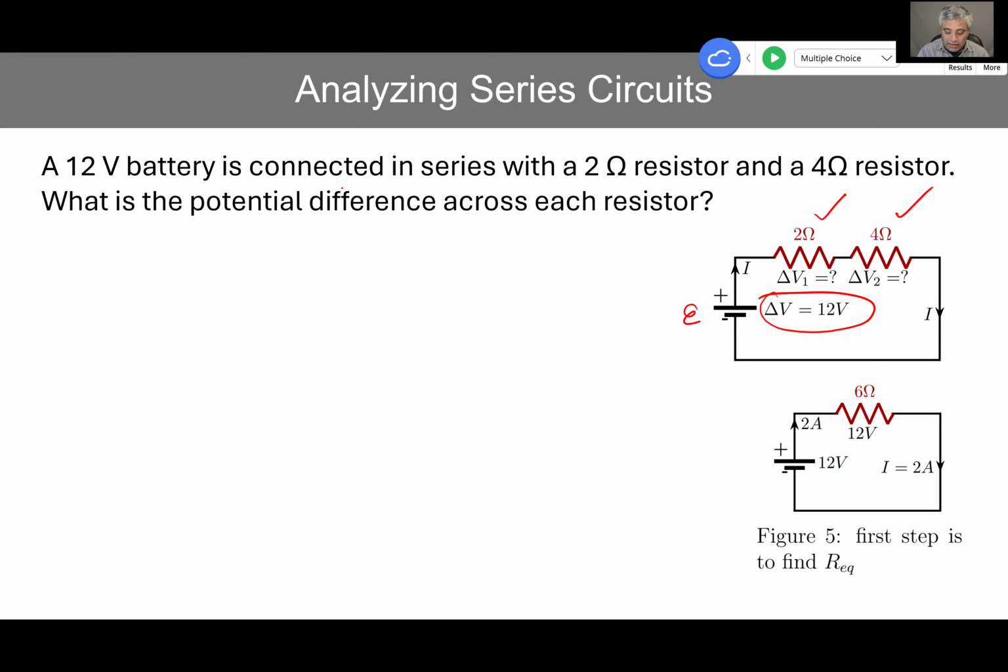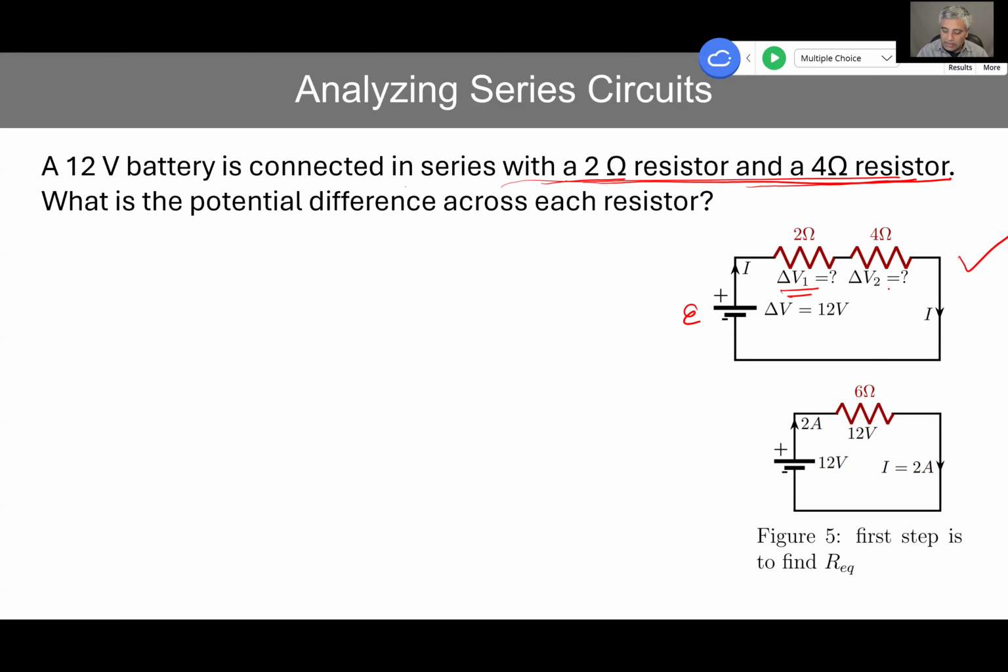And then it says it's connected in series with 2 ohm resistors and 4 ohm resistors. So connected in series with 2 of them means, and that's how we draw them. Okay. So this is the statement and this is the sketch. What is the potential difference across each resistor?